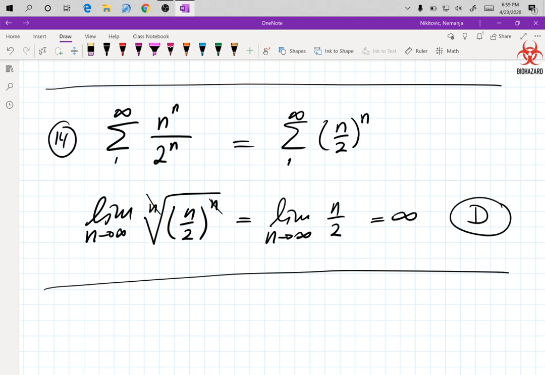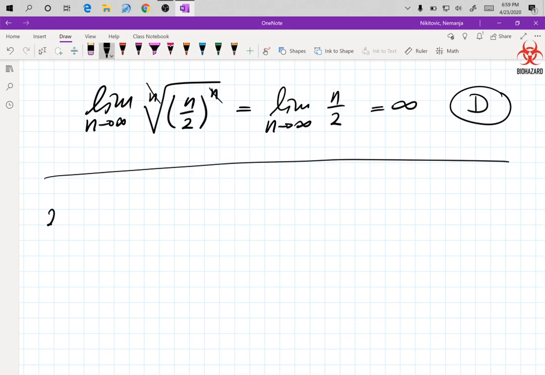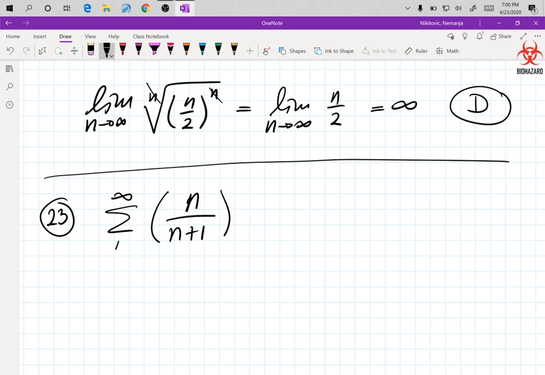I've seen a cool problem, and okay, there it is. It looks terrifying, but in my mind this is really cool. Problem 23: the summation from 1 to infinity of (n/(n+1)) to the 2n squared. So that's the problem.